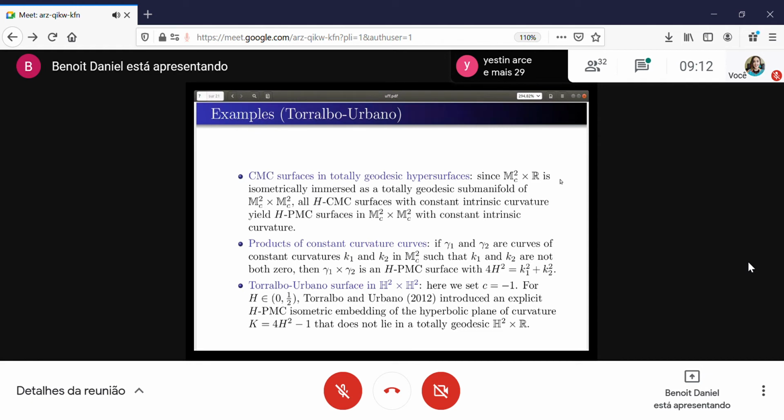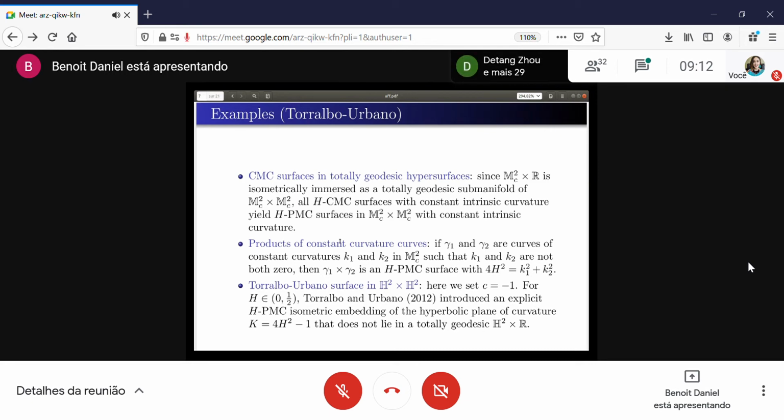Actually, since M2 cross R is totally geodesic, if I take a CMC surface in this M2 cross R, this will give me a PMC surface in M2 cross M2. So, in some sense, it gives us examples of PMC surfaces, but they can be reduced to CMC surfaces in a three-dimensional totally geodesic manifold. So it's not really new examples of PMC surfaces. It's a kind of degenerate case.